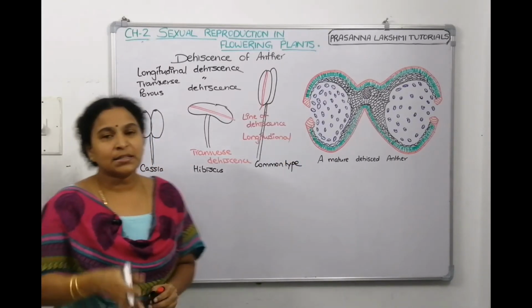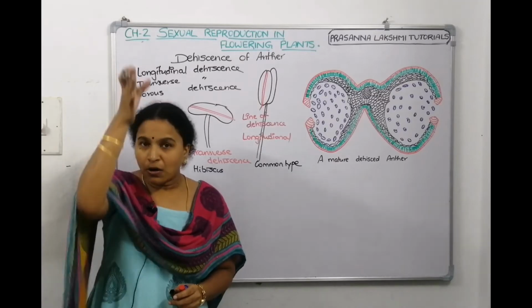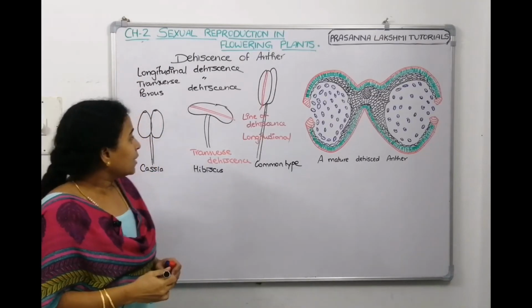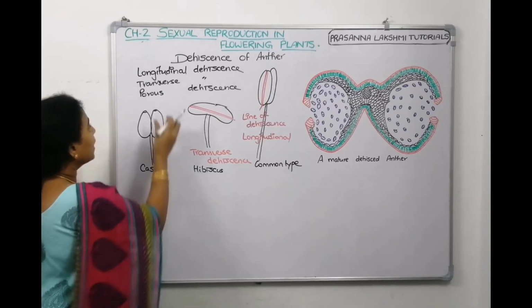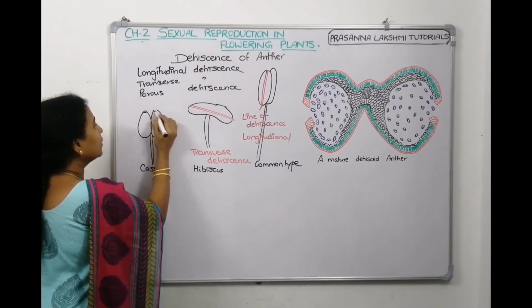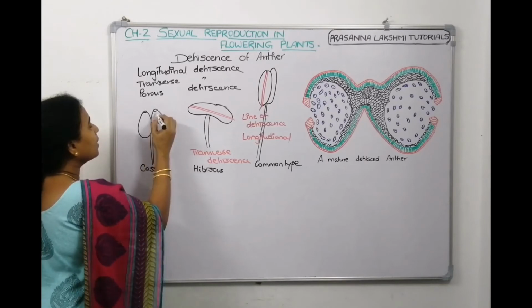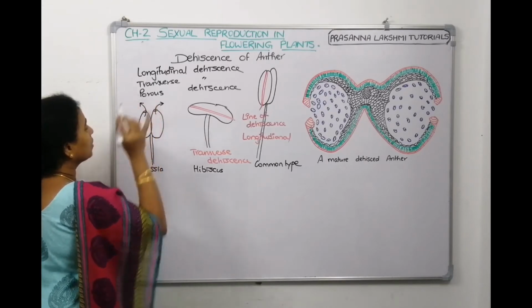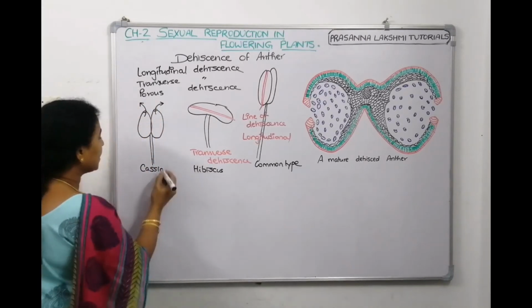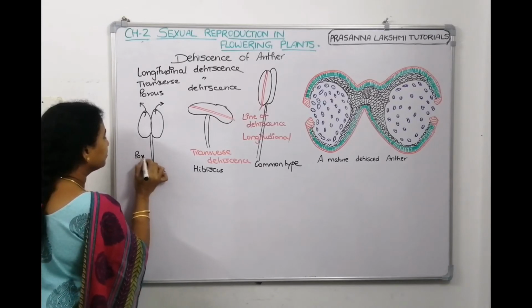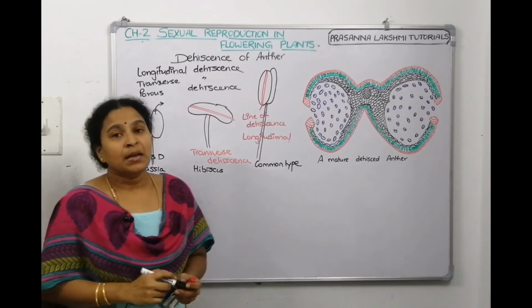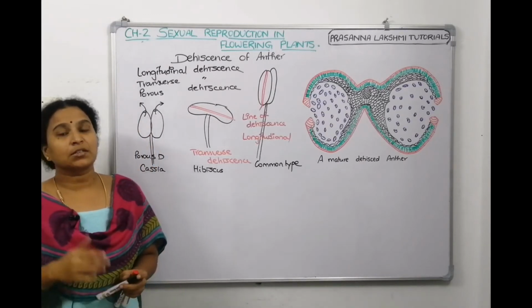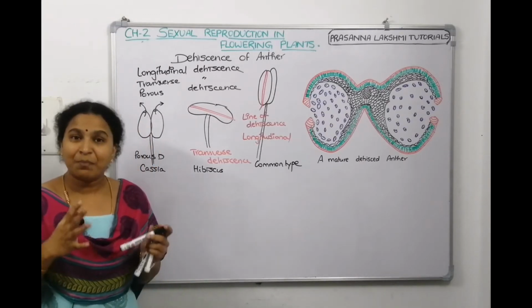In longitudinal dehiscence, the anther wall splits longitudinally. In transverse dehiscence, the anther wall splits transversely. In porous dehiscence, can you see the pores here? The anther has pores here. The pollen is released through the pores. This is called porous dehiscence. Example is cassia. Now, these are the three types of dehiscence. Now, let us talk about the factors which help in dehiscence.